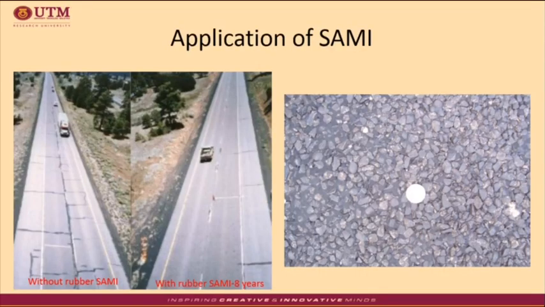This slide shows the photos of the stress-absorbing membrane interlayer. After 8 years, the one with the crack relief layer has reduced cracking potential. It contains high asphalt content, more than 12%, improved structural strength, is impermeable, and resistant to fatigue, reflective and thermal cracking.